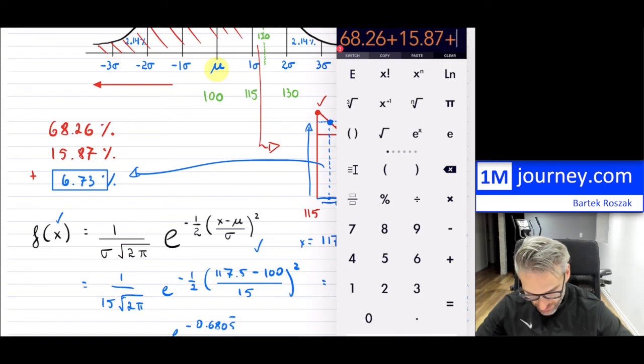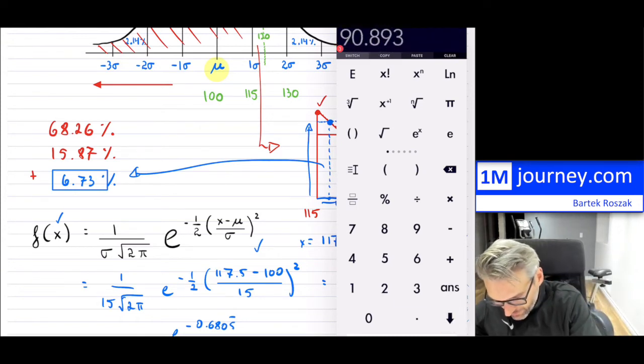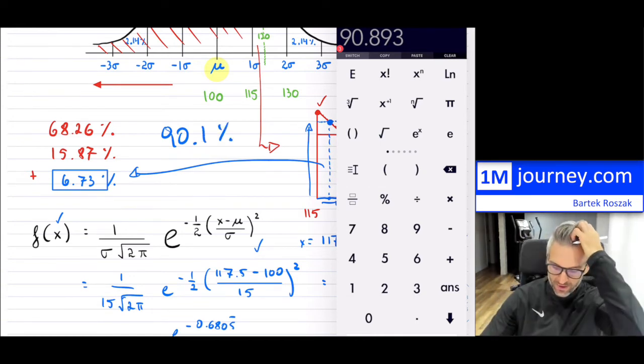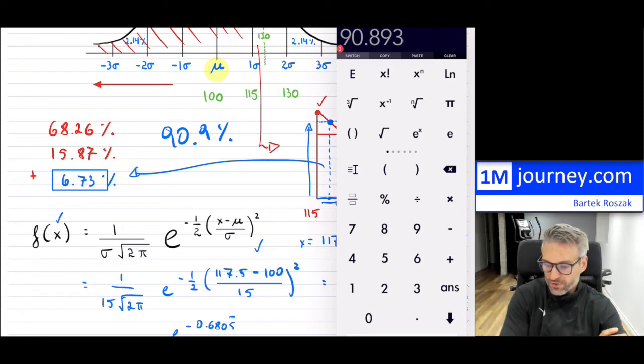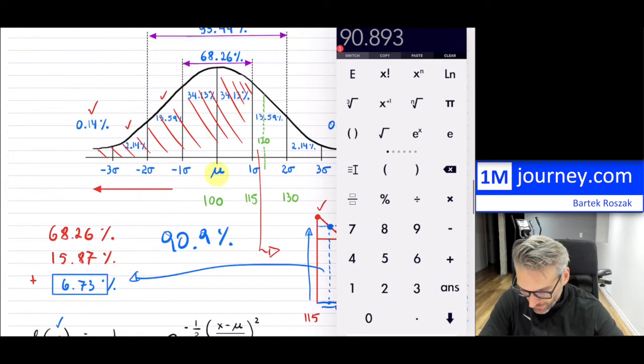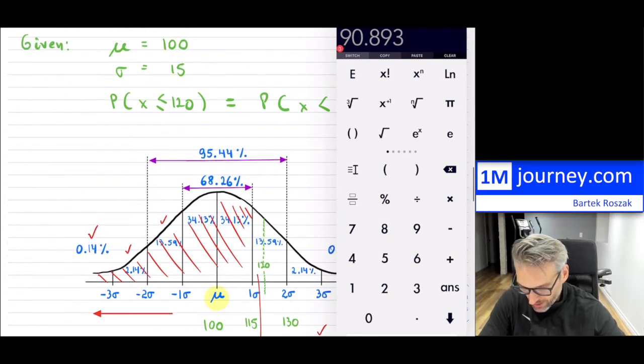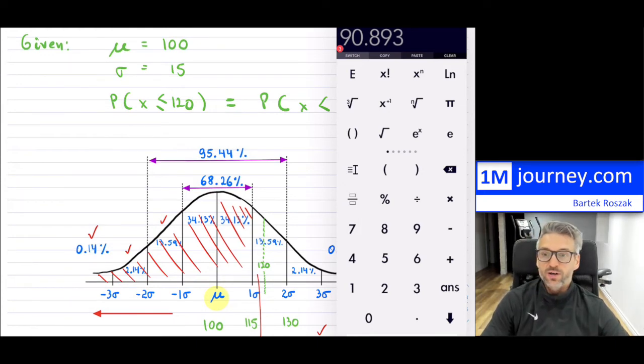So I'm going to just substitute all of this in. 6.73, so let's round this off. So about 90.9%, or 91%, probability that you're going to meet someone with an IQ of less than, or I guess equal to, 120, so approximately that.